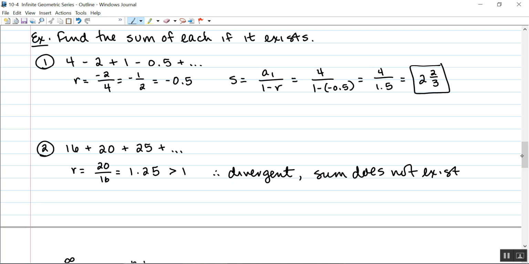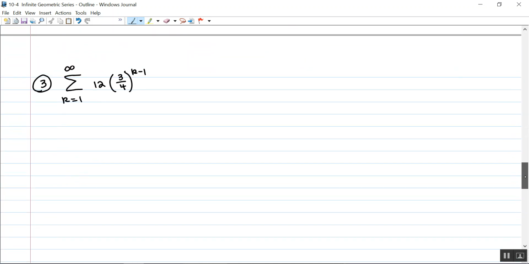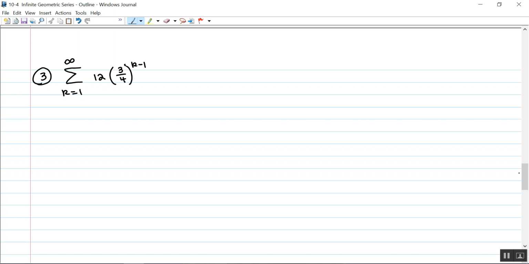Okay. And our last example of this type is going to use our sigma notation that we've seen in previous sections. So here we have 12 times 3/4 raised to the power of k minus 1. My first value of k is going to be 1, and since it's an infinite series, my last value of k is going to be infinity. So looking at this, I realize that r is equal to 3/4. Remember, that's whatever your base raised to the power is. Okay, so this sum does exist since that is less than 1.